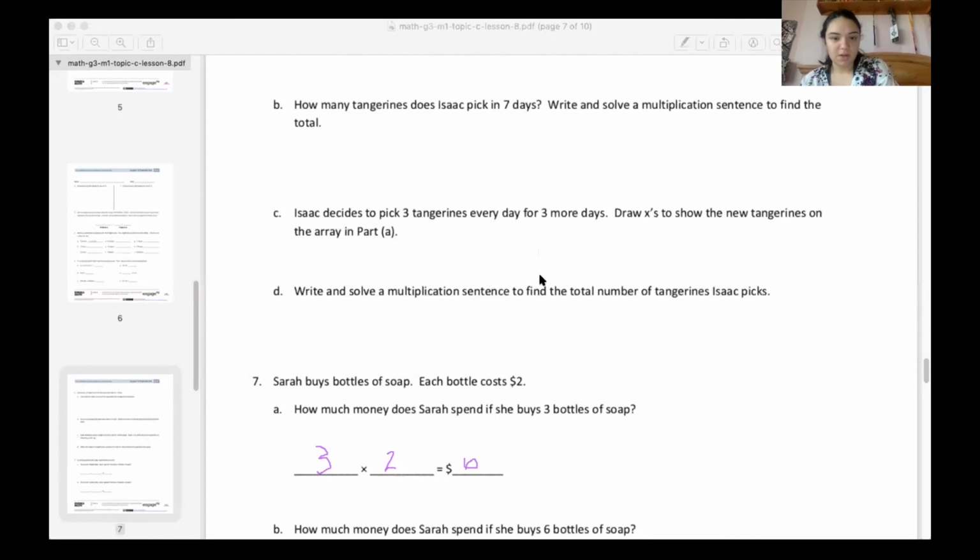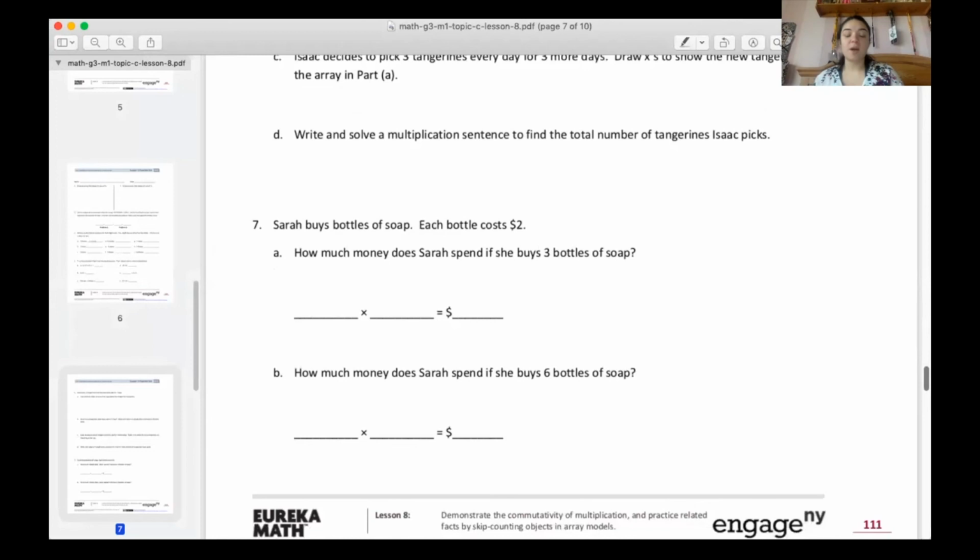Clear my screen so I can move down. How much money does Sarah spend if she buys 6 bottles of soap? So again, they are still $2 each, but now we have 6 of them. So this time I'm going to count by 2s just because it makes the most sense because we don't have any 3s in this problem. So I'm going to count by 2s 6 times. So 2, 4, 6, 8, 10, and 12. So this will cost $12.